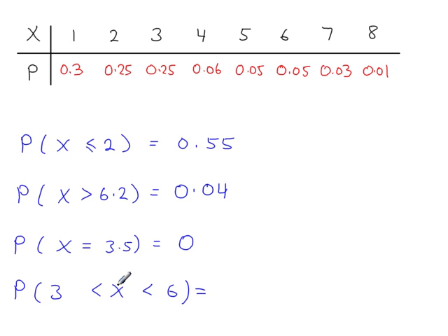The probability that x takes a value that's more than 3, but less than 6. So more than 3 and less than 6 are these two. So add up these probabilities to give you 0.11.